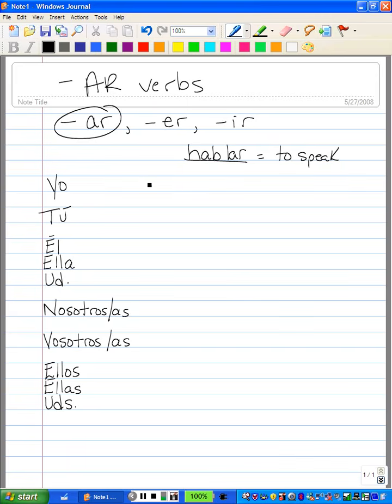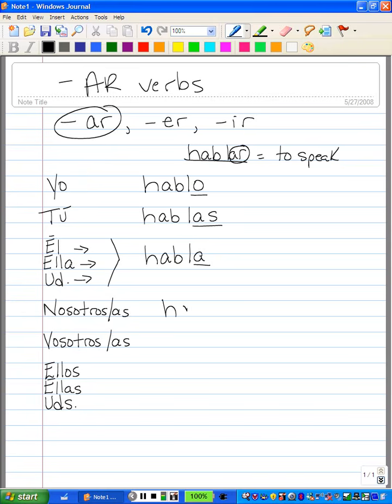What we're going to do for the yo form is we're going to take off the AR of that verb, and we're going to add the letter O. Yo hablo is I speak. So that ending is an O. The tú form is going to be hablas. We dropped off the AR, we added an AS. You speak. For all three of these, it's going to be habla. So if you want to say he speaks, she speaks, or you formal speak, it's going to be habla.